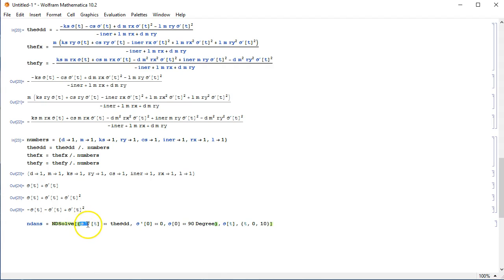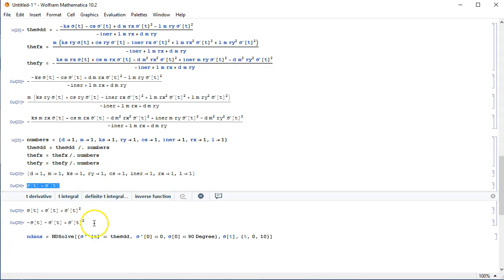So theta tick tick t, the second derivative of theta, equals theta double dot. It's going to take all of this stuff here, and theta tick tick t is equal to theta plus theta tick. All right, so that's what will happen there.